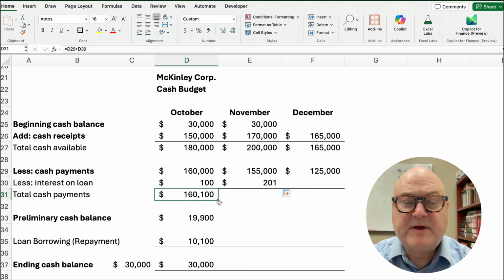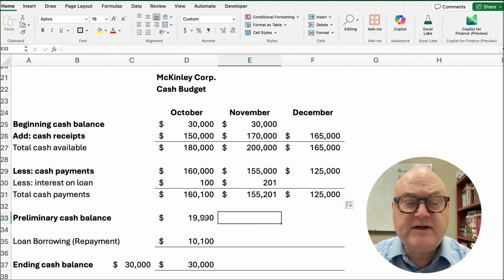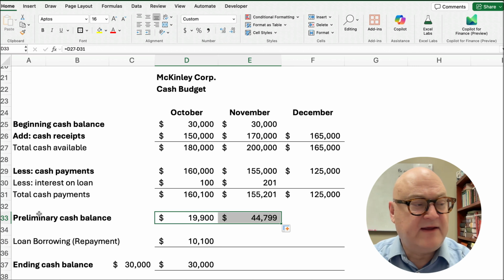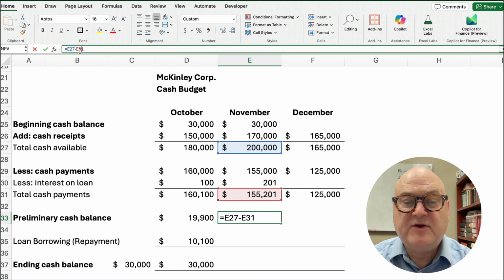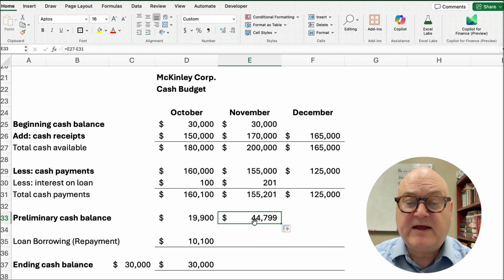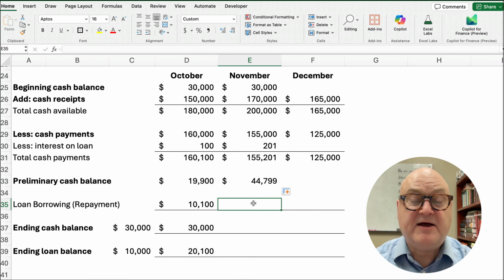So our total cash payments are going to be what? I'm going to copy this across. So 155 plus 201. So what is our preliminary, probably need to change that word, it's hard for me to say, initial cash balance? It is going to be the 200 minus the 155, and that's $44,799.